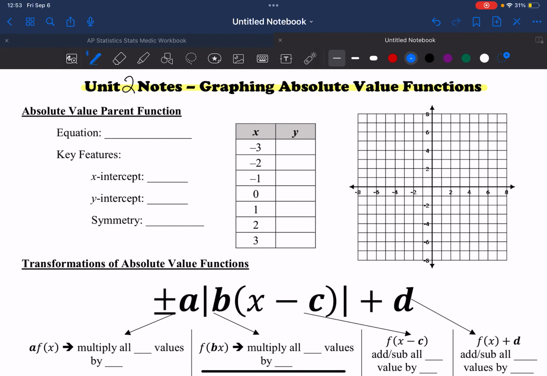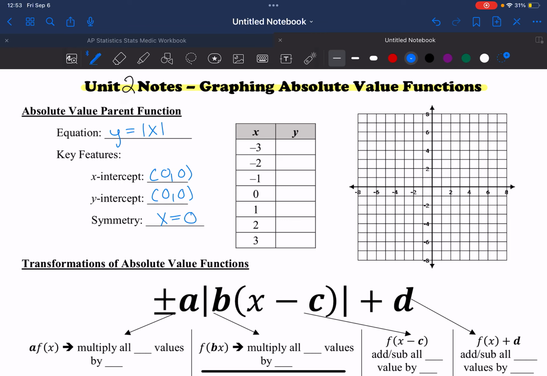Hey, this is Unit 2 Notes, Graphing Absolute Value Functions. So on the previous notes, we talked about the absolute value parent function, and that equation is y equals the absolute value of x. We also talked about the key features of this parent function, such that the x and y intercepts were both at the origin at (0, 0), and the axis of symmetry is at x equals 0.